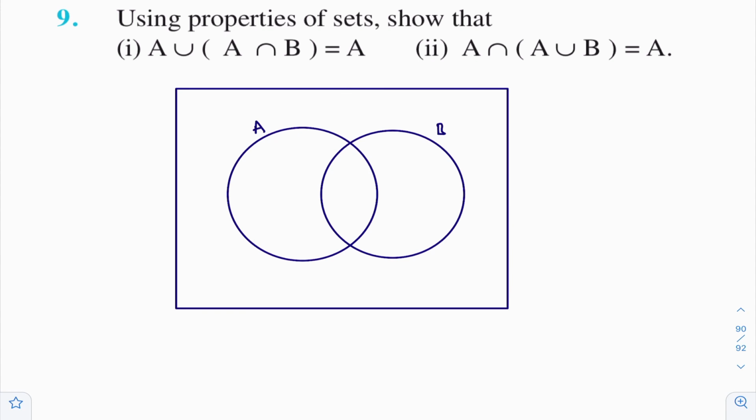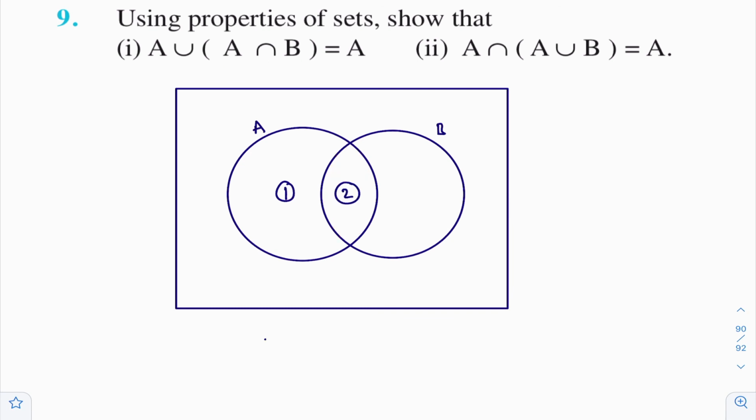Okay. You observe the left hand side part, A union (A intersection B). What is set A? Here the best thing is I will give the names. This is 1, this is 2. 1 plus 2 is set A. Correct? What is A intersection B? You observe this part is there, na? This part is A intersection B. So the second part is A intersection B.